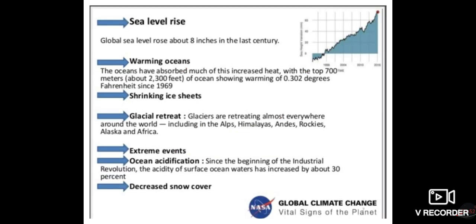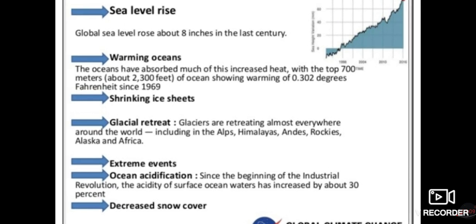Second point, sea level rise. Due to the temperature, ice melting is increased. Because of that, sea level also increased. Eight inches of sea level rise compared to earlier. And another one is warming oceans. The ocean warming is increased. It will affect the creatures in the oceans, and their survival rate will also be affected.